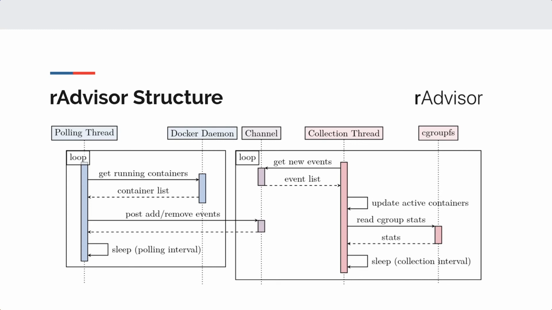They communicate through a shared channel, which is in the middle in purple, a thread safe channel implemented using Rust's concurrency control features. Each one of these two threads runs a sleep loop and has a different sleep interval. For example, the polling thread has a much longer interval than the collection thread. That's because containers change much less frequently than the resource utilization that we're trying to investigate.